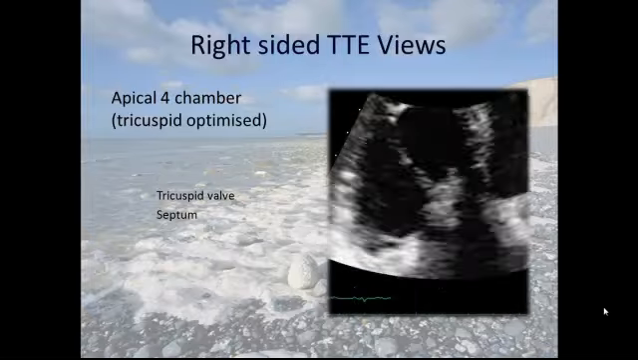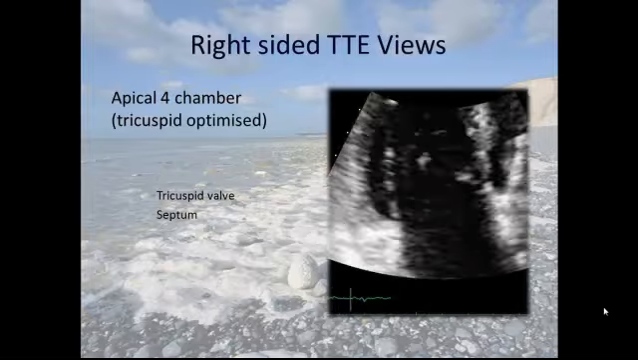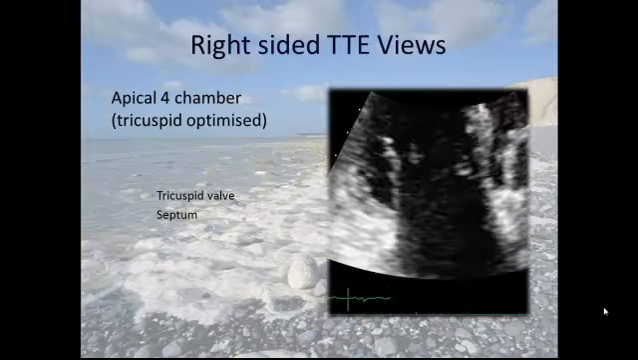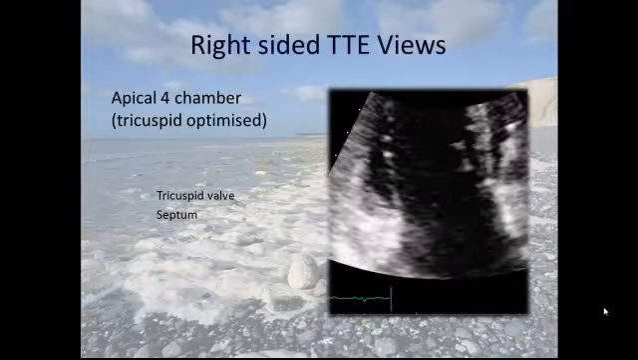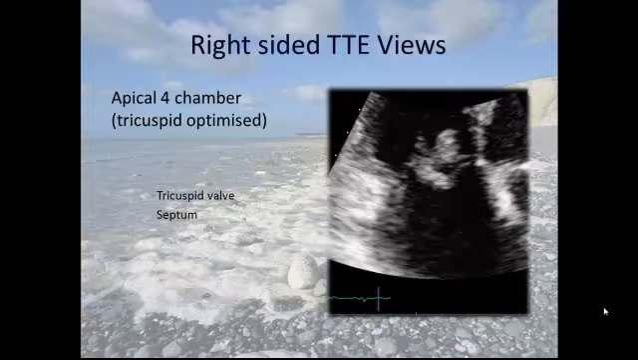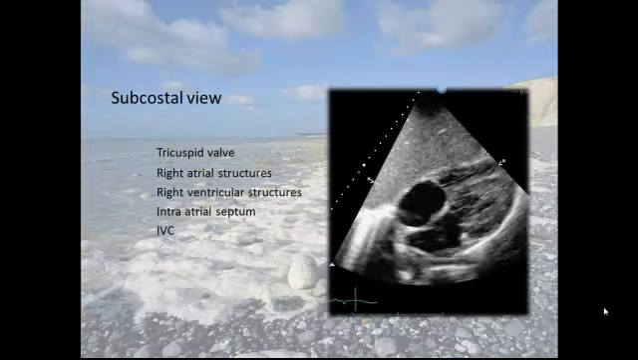The standard four-chamber view, but altered and optimized to look at the right side of the heart. Here again, a vegetation attached to the septal leaflet of the tricuspid valve, and of course the subcostal view, which is a very important view for right-sided structures.